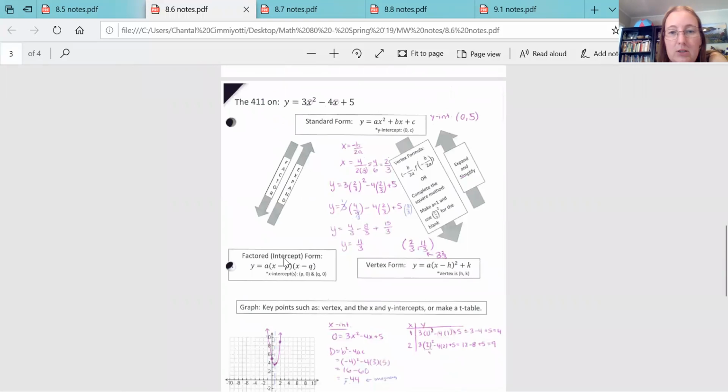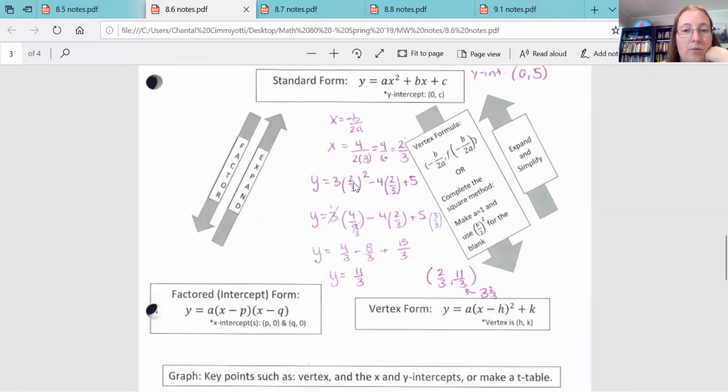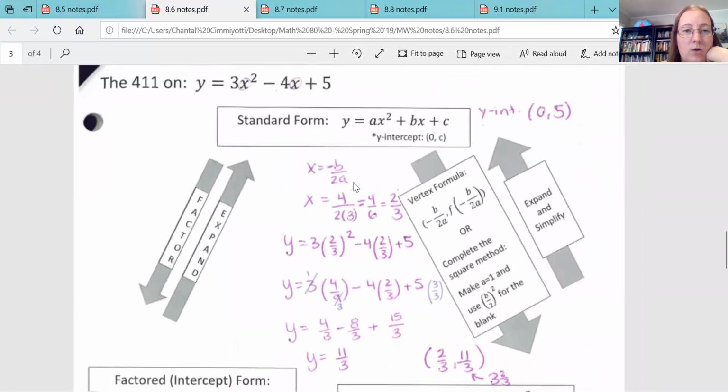All right. So here's another example in standard form. This one was not factorable. Nothing multiplies to 3 times 5, 15, and adds to negative 4. So I can't put it in factor form. My y-intercept, when I plug in zeros for my x's, is 5. I did the vertex formula on this one as well.